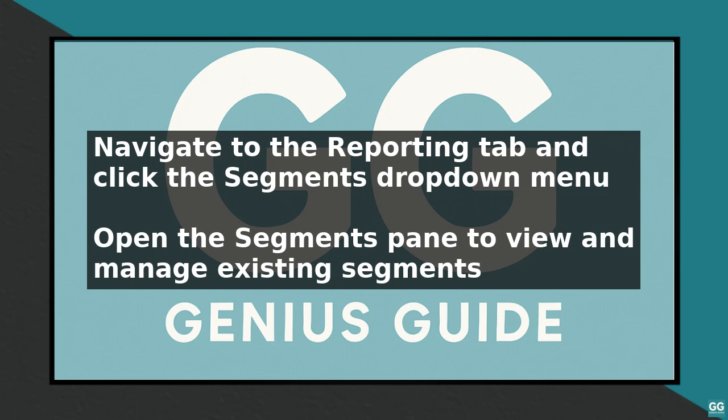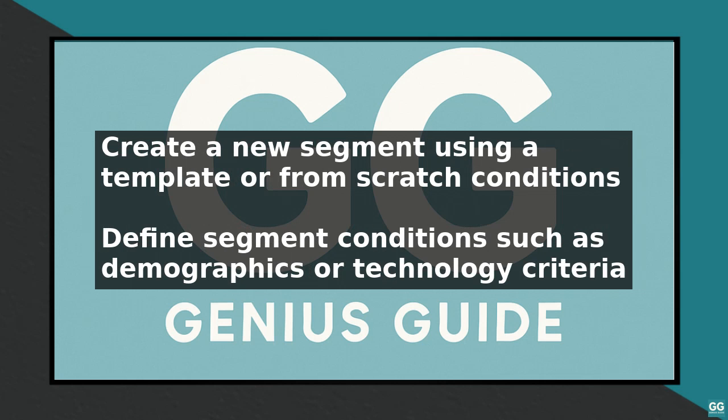For example, you can create a segment for users who have made a purchase, or for users who have visited a specific page on your website. Use the AND and OR operators to combine conditions and create more complex segments. Once you have defined your segment conditions, click the Apply button to apply the segment to your data.